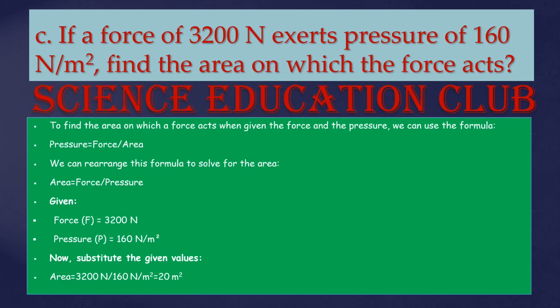If a force of 3200 Newton exerts a pressure of 160 Newton per square meter, find the area on which the force acts. Using the formula pressure equals force divided by area and rearranging it into area equals force divided by pressure, we can calculate area equals 20 square meter.